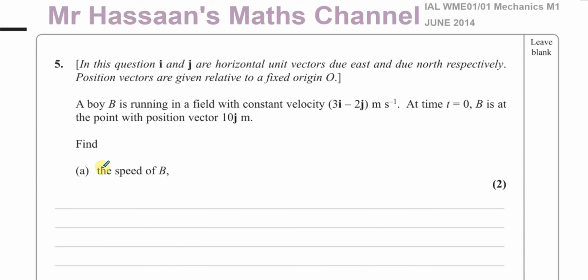It says we have to find the speed of B. Now B is moving. The speed, we know, is the magnitude of the velocity.